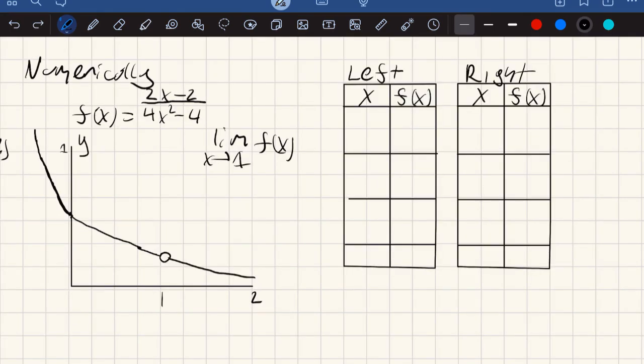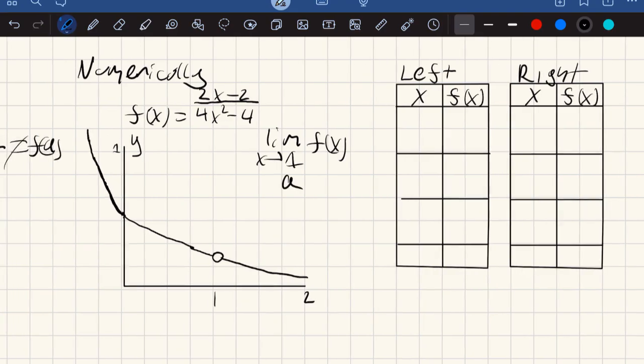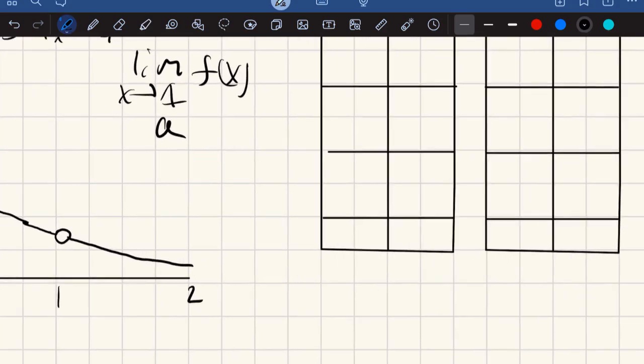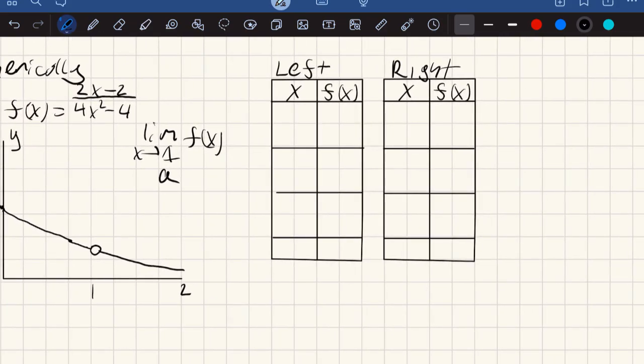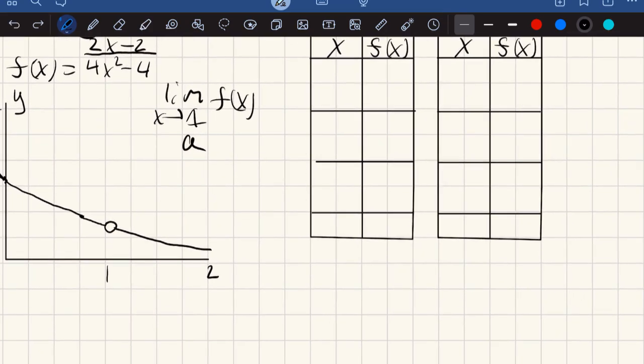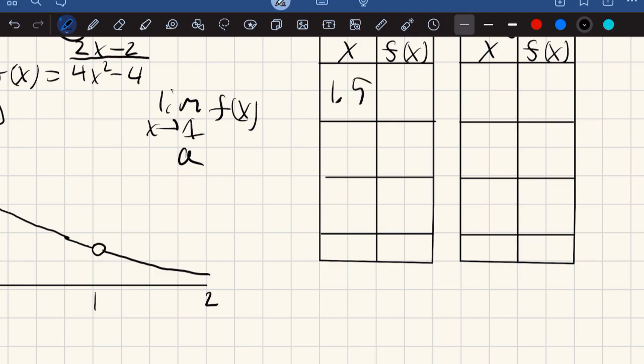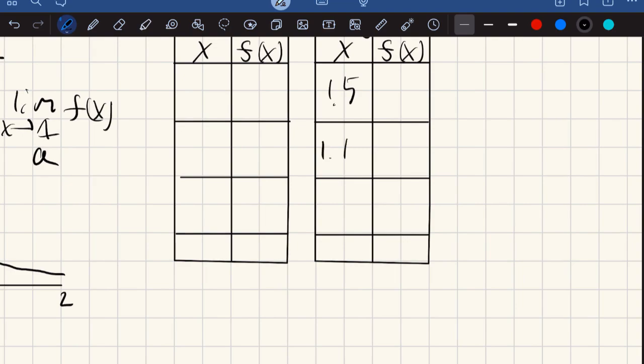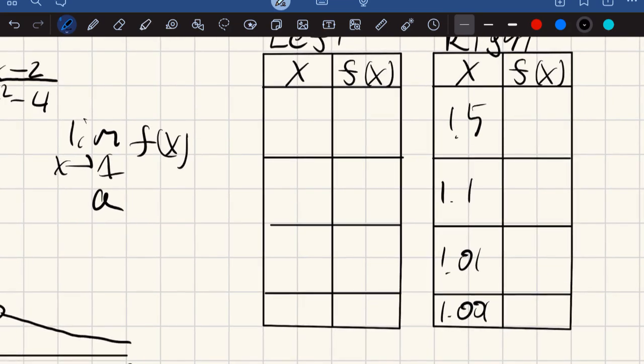To do that, we make two tables for values to the left and right of your a value, and in this case it's 1. So we want our numbers to get closer and closer to 1 as we go down. So first we would do like 1.5, 1.1, 1.01, 1.001. And on this side we do 0.5, 0.9, 0.99, 0.999.